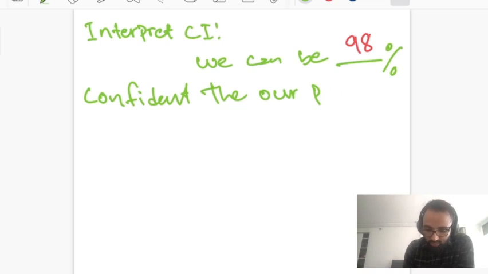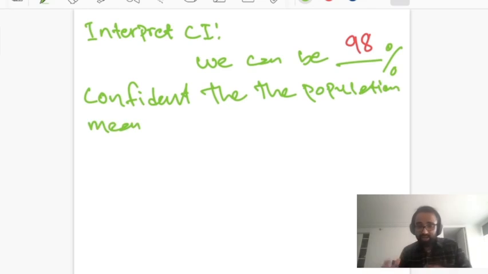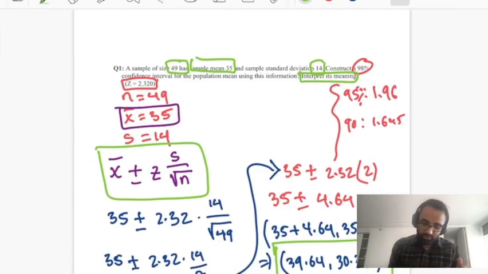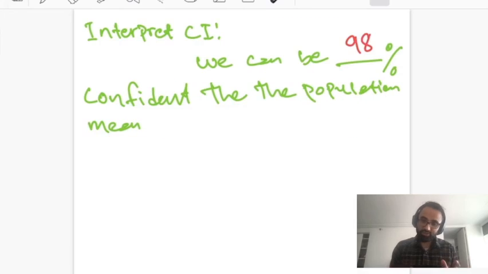or let me rewrite this. So we can be 98% confident that the population mean. So we don't know what the mean of the actual entire data would be, right? We just have a small sample of it, and then we know the sample mean is 35. But if we wanted to know what would be a likely range where you can find the population mean, the mean of the entire data that we don't know, that's what the confidence interval is telling us.